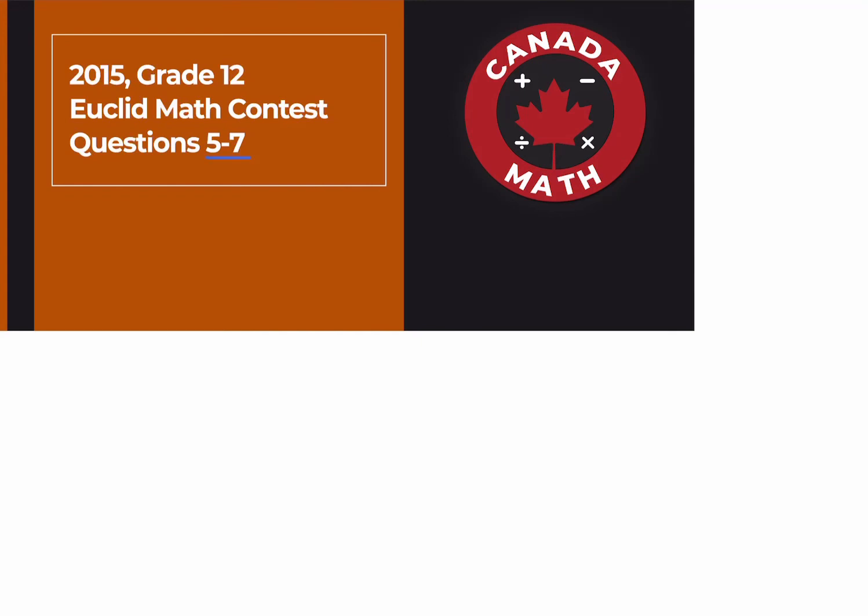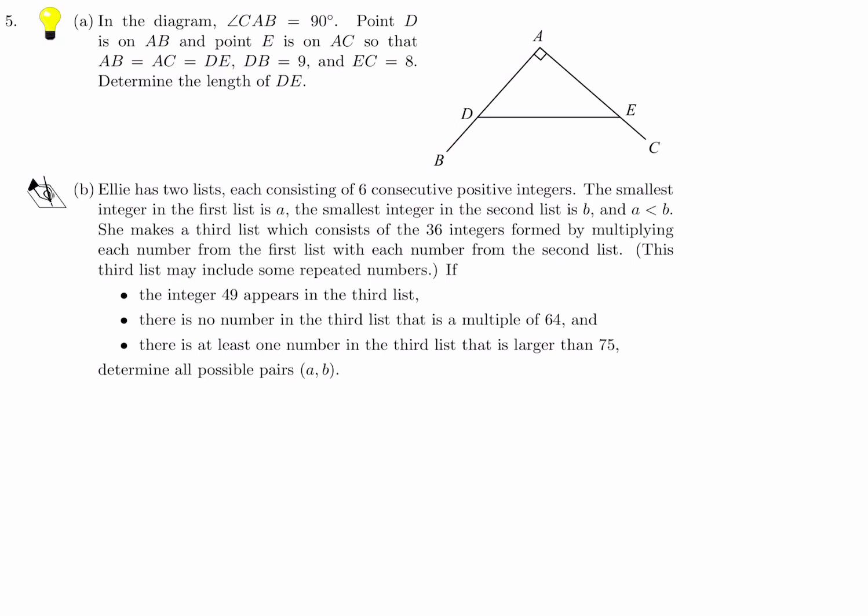Questions 5 through 7 on the 2015 grade 12 Euclid math contest. In the diagram, angle CAB is 90 degrees. Point D is on AB and point E is on AC, so that AB is equal to AC is equal to DE. DB is 9, EC is 8. Determine the length of DE.